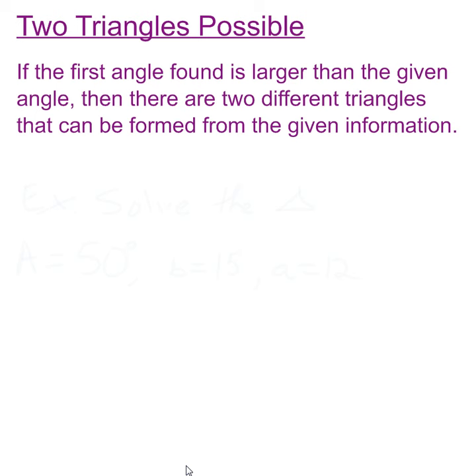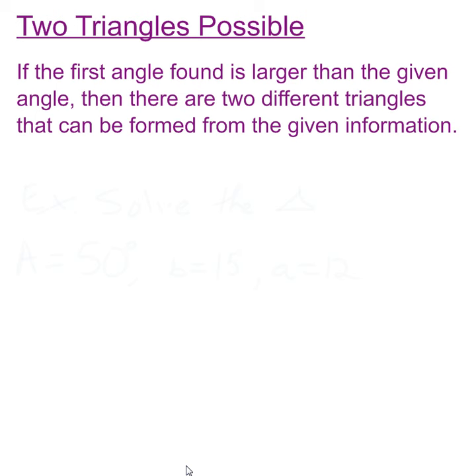Hey, I'm here to talk about the last scenario of the ambiguous case for the law of sines. This is where you're going to get two triangles from the given information. All right, here's my rule. It says this: if the first angle you find is larger than the given angle, then there will always be two different triangles that can be formed from the given information.